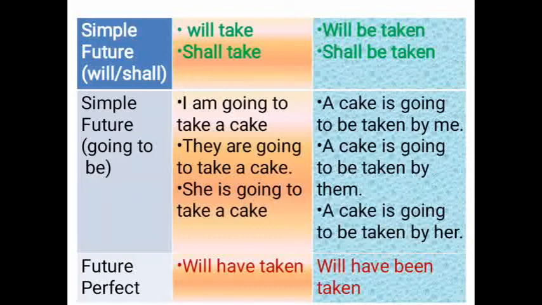I am going to take a cake. A cake is going to be taken by me. They are going to take a cake. A cake is going to be taken by them. She is going to take a cake. A cake is going to be taken by her. So "going to be" is what we use in passive voice. Then the future perfect will have taken in active voice changes to will have been taken in the passive voice.